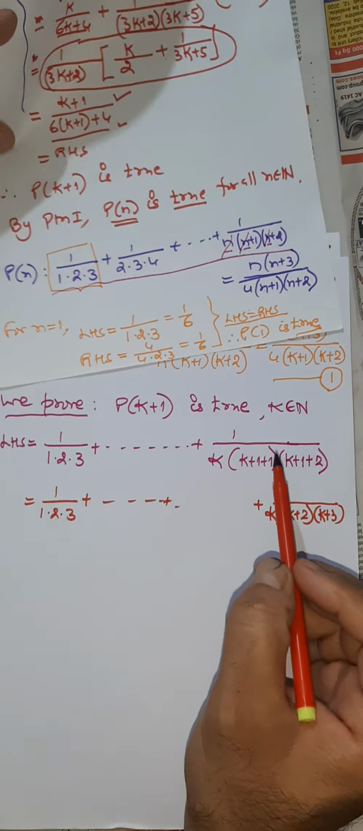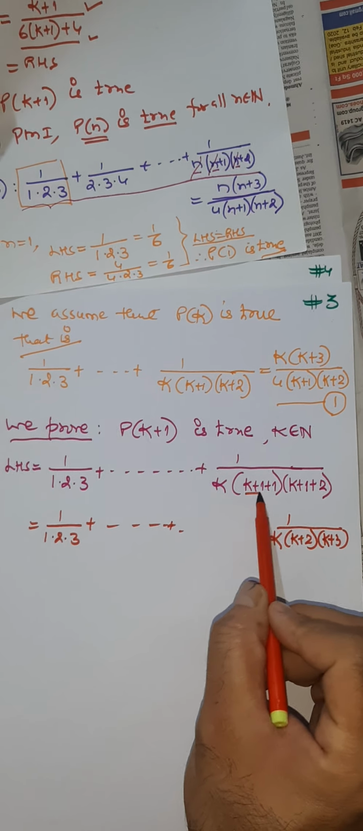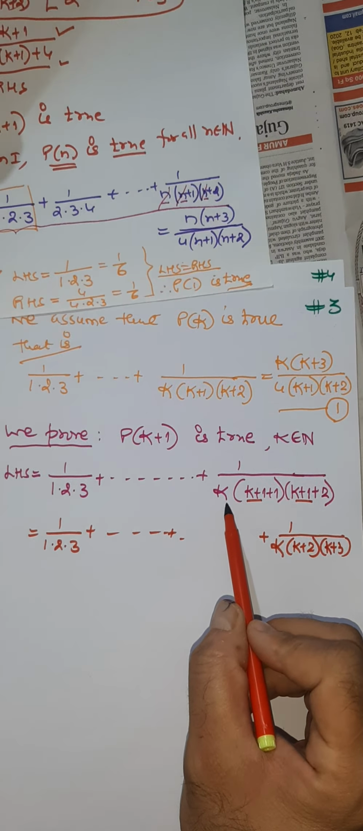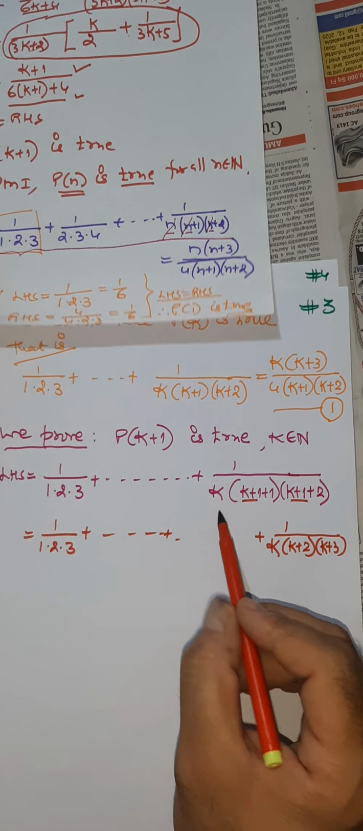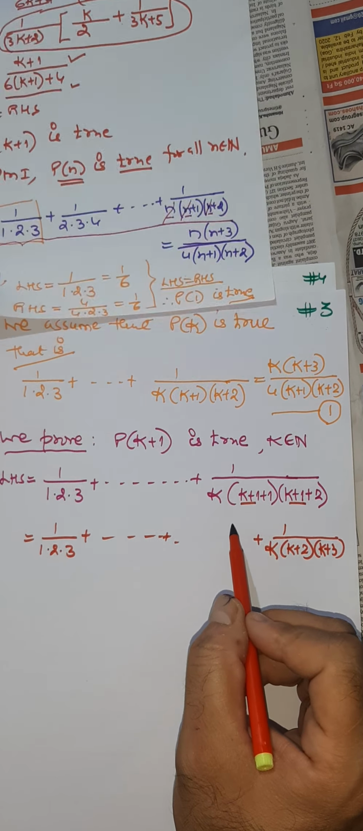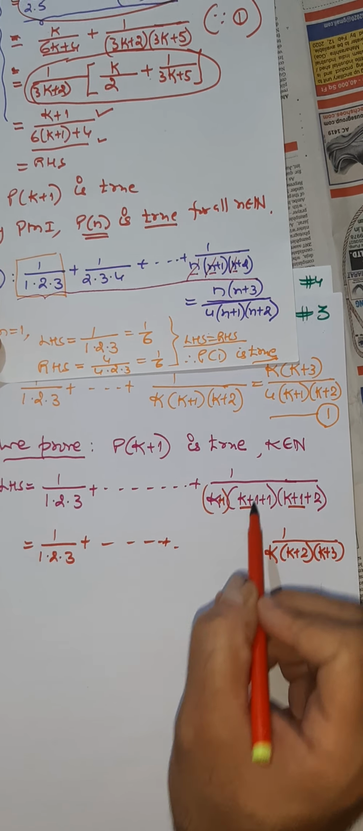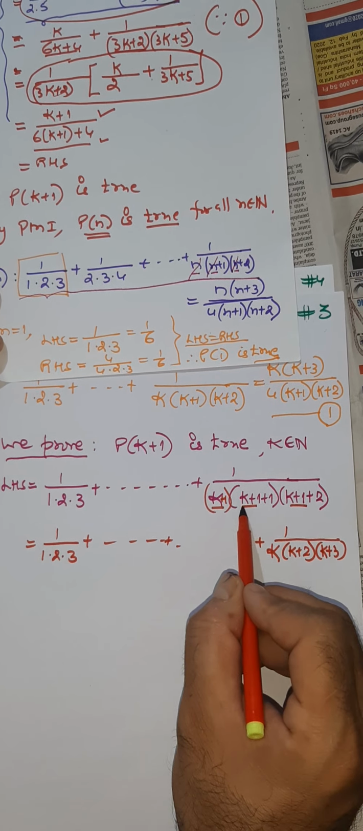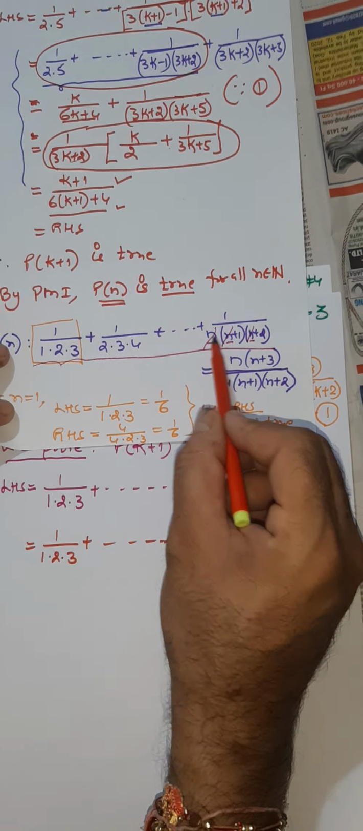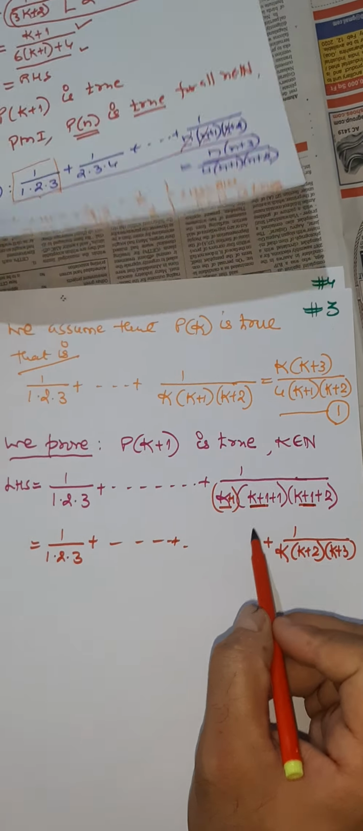Here, instead of k plus 1, you just write... I think here, this is my mistake. This should be k plus 1. I'm sorry. So now previous term. So instead of k plus 1, you just write k here. So I'm writing this one. You know it is always this term.